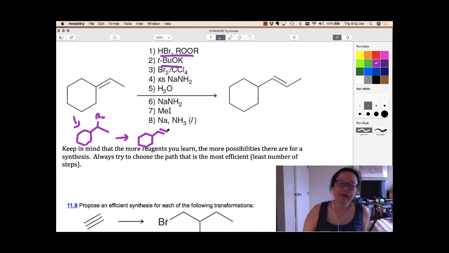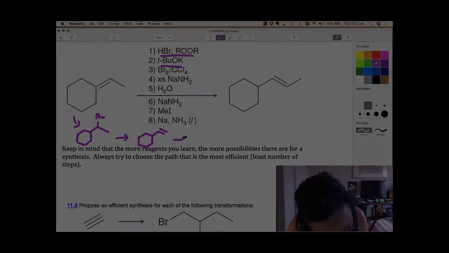Okay, so now I want you guys to go through and give me the rest of these. Show me what happens after steps 3, 4, 5, 6, 7, and then how do I get to this finally? And then let's check our answers with each other.